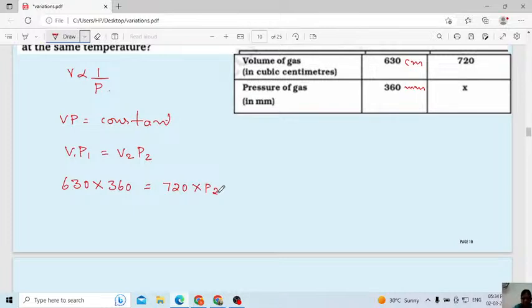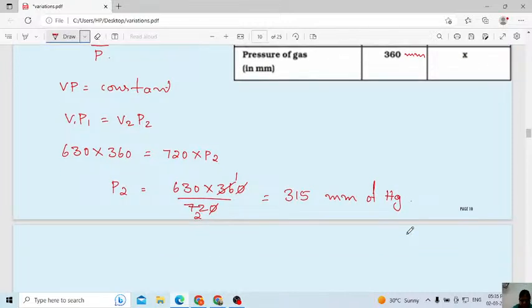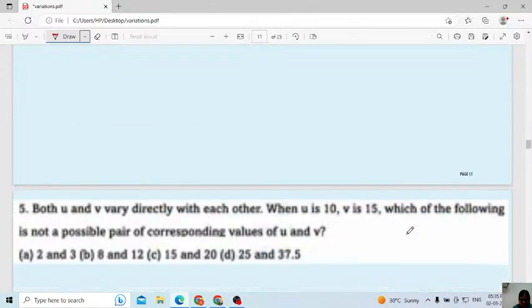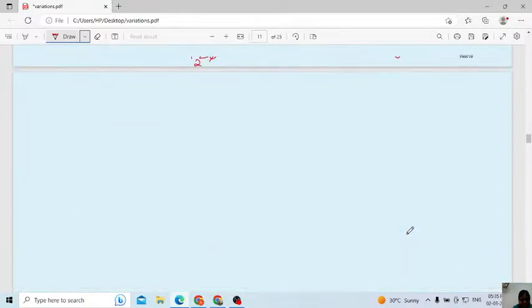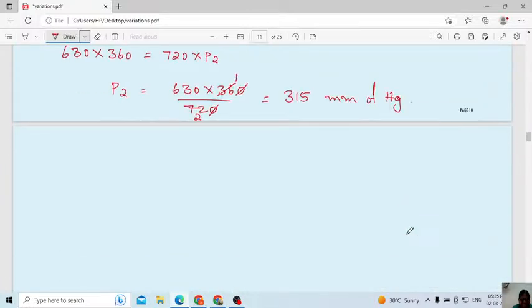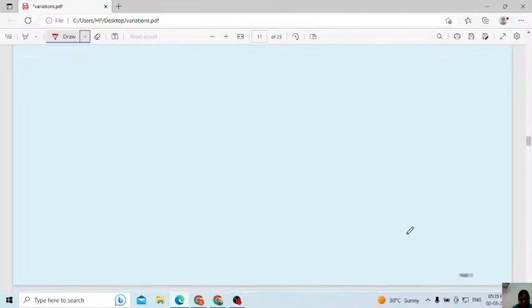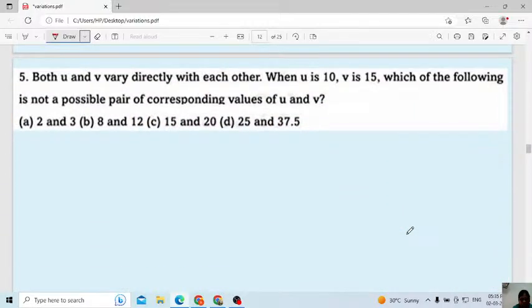Easy, no? Variation, this topic is very easy. Then P2 will be equal to 630 into 360 divided by 720. Then the zeros get cancelled, then you will get 315. What is the unit? Millimeter of mercury. Understood? Easy question. Why did I leave one page? Don't leave. Yes, next question. Do it.